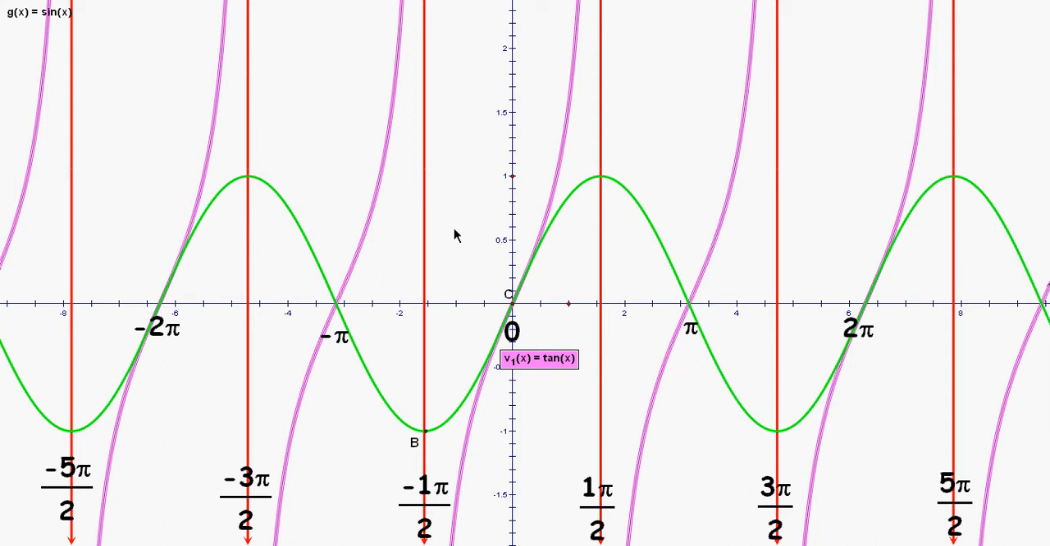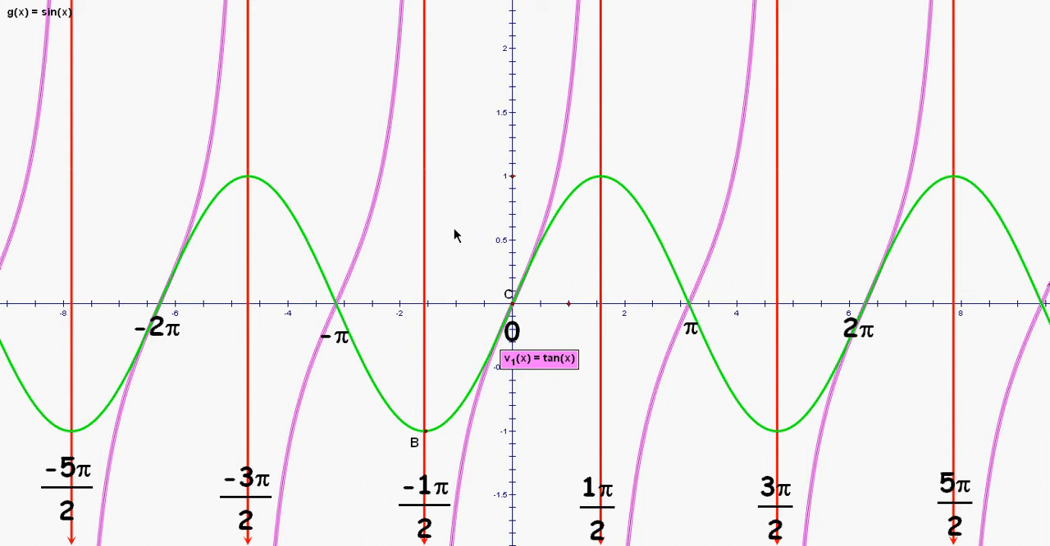It should be pointed out that the domain of tangent are all reals except odd multiples of pi over 2. In other words, where the asymptotes are. Our range, in other words, our y values, are all the real numbers. It is symmetric with respect to the origin.